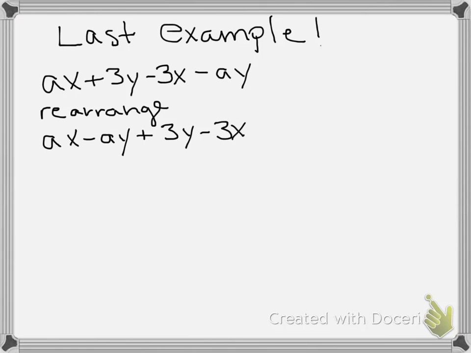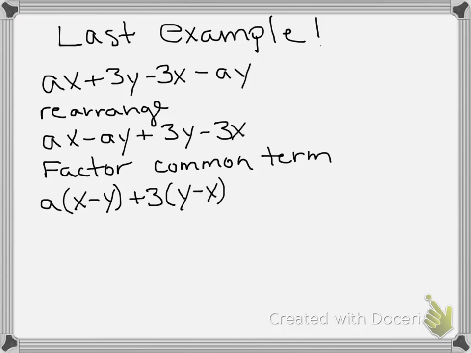So in this case, what we notice is that there's an ax term here, and there's an ay term over here. So it's often nice to rearrange them either based on the variable or on the number or letter out in front of them. So that's what I've done here. I've just rearranged to get the terms with the a in front over here and with the 3 in front over here. Okay? And then we want to factor a common term out of each one of these.